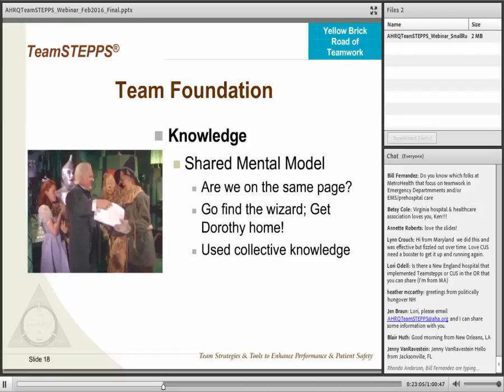So all of a sudden, I have now introduced a TeamSTEPPS principle and a concept that can be applied universally in their organization or in any movie they want to pick, where there's communication involved and more than one person working towards an end goal, and they can find examples of how it plays out as a team.